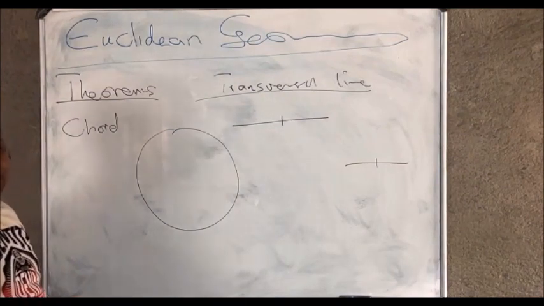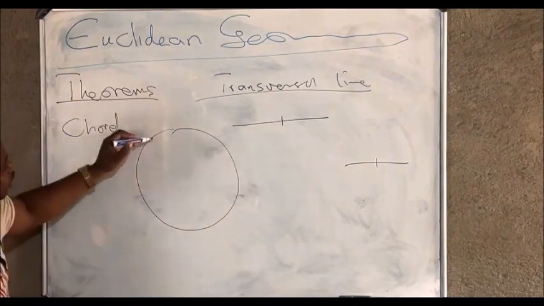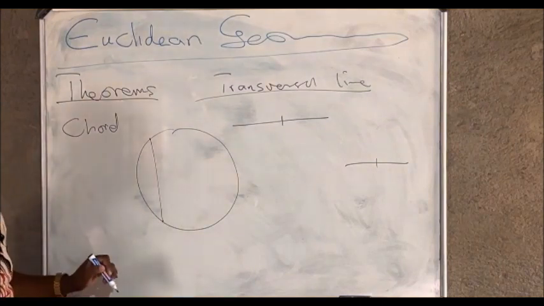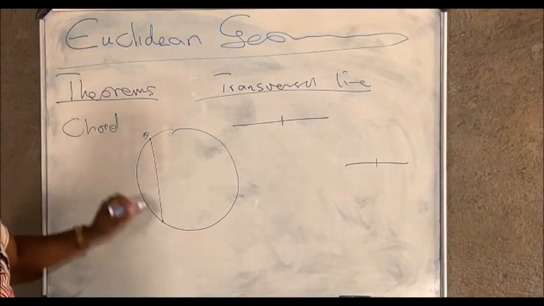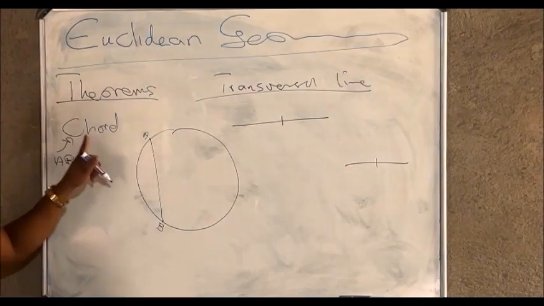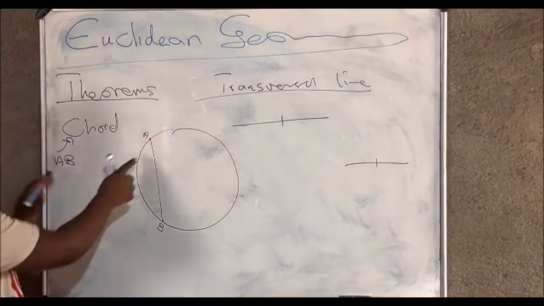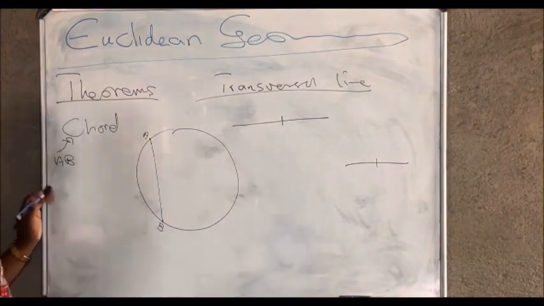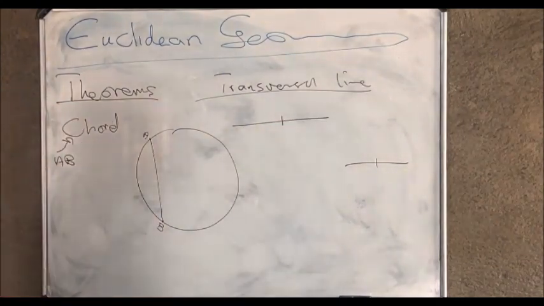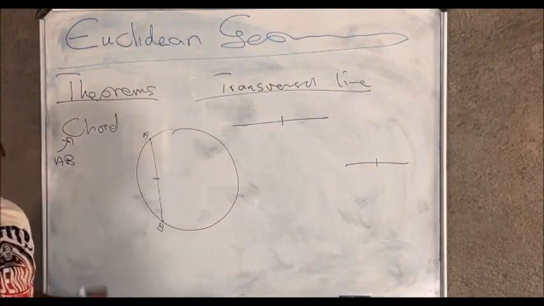So now we're talking about the chord. What is a chord? A chord is a straight line drawn from one point of a circle to another point of a circle. So this line, if here is A, here is B, it means AB is a chord. When they say a chord, they're talking about the line on a circle touching one end of a circle to another, and that line has to be only a straight line.